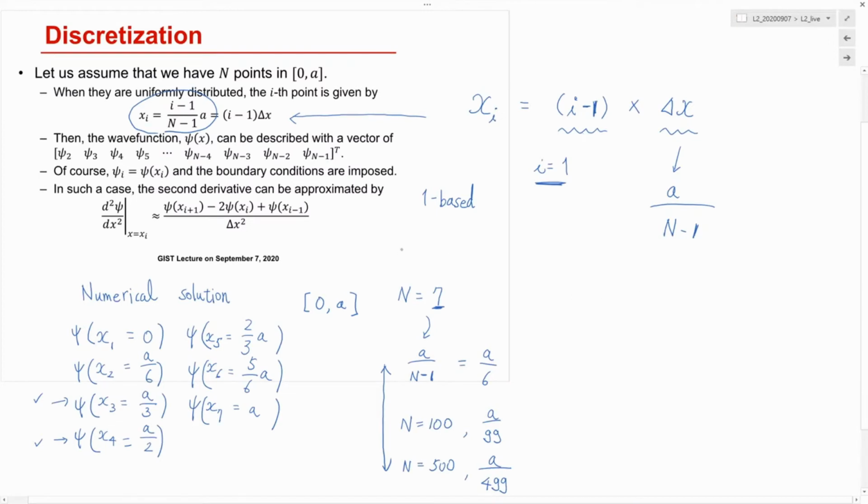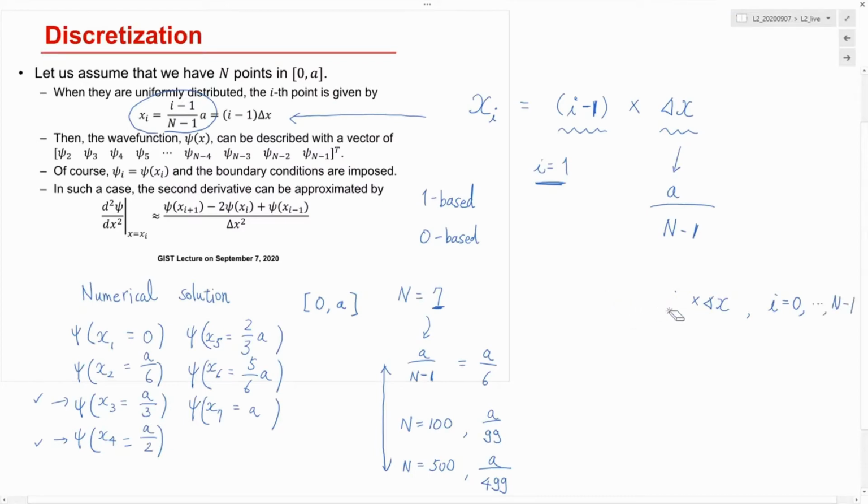If we adopt a zero-based indexing system, then obviously we will have x_i equal to i times delta x. So of course, we start from i equal to 0 and end at n minus 1.